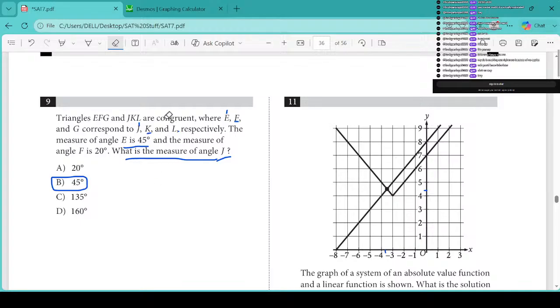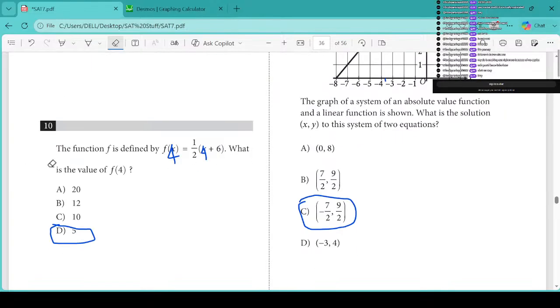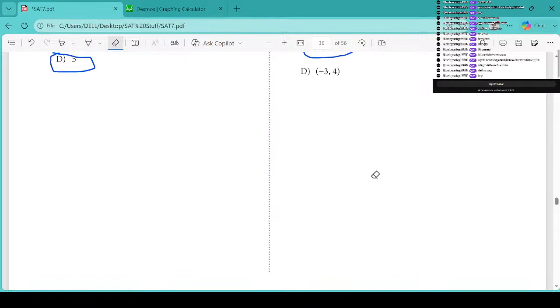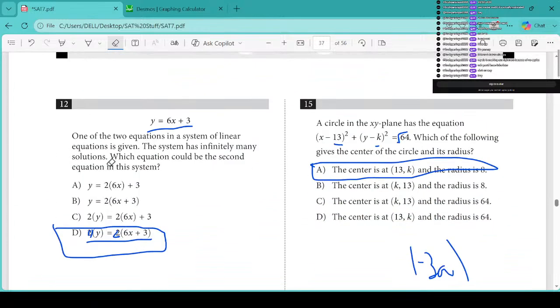Triangle questions. Congruent triangle, so E is J, F is K, G is L, so if E is 45, J is also 45. Function, just sub it in. The intersection is the solution to a system of equations. For this one, just yes. Infinitely many solutions, meaning the two equations simplify to the same equation.